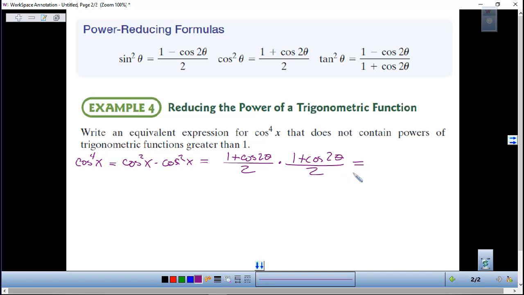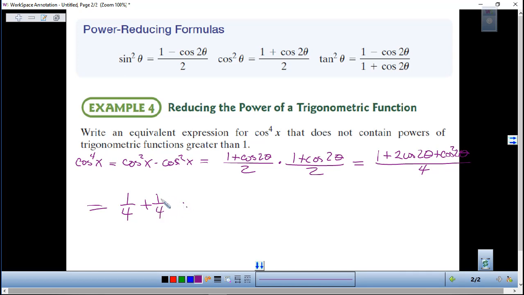Now, I can't leave it like this. I've got to actually multiply it. So you're going to have to FOIL what's on top. You're going to end up with 1 plus 2 cosine 2 theta plus cosine squared 2 theta, and that's all going to be over 4. Now we can go ahead and divide that 4 into everything. So I'm going to have 1/4 plus 2. Well, let me go ahead and write the 1/4 out front.